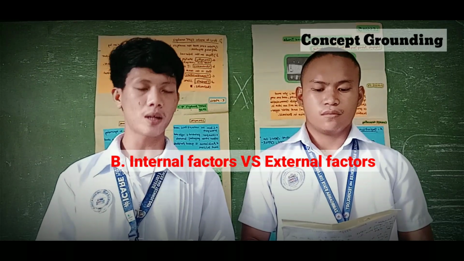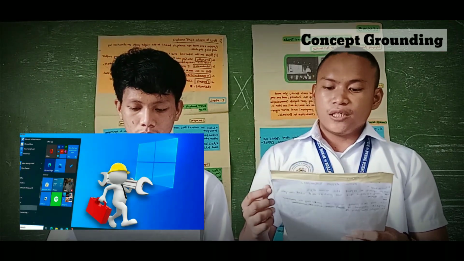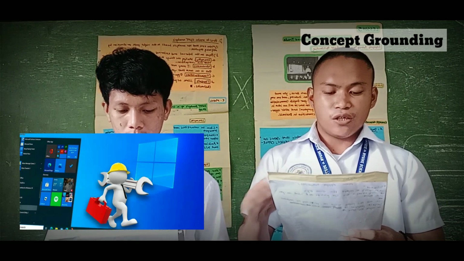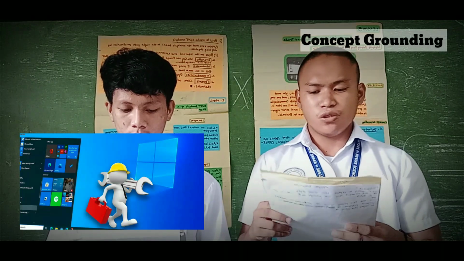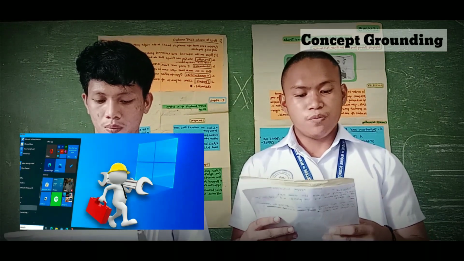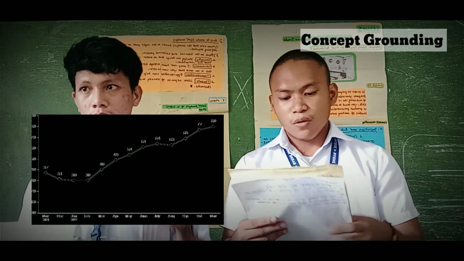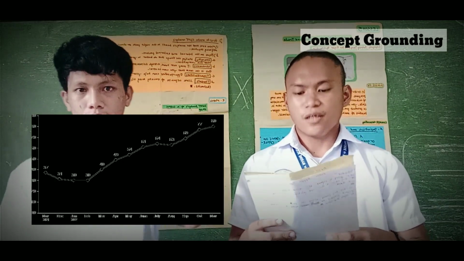Internal factors versus external factors. Internal factors are things we can control. External factors are things we cannot control. For example, for internal factors: workers in a company spend time and effort on fixing computer crashes. As a solution to this problem, the employees could be trained or better software could be purchased. Then, an external factor is the inflation rate of goods due to government regulation, so increasing the prices.